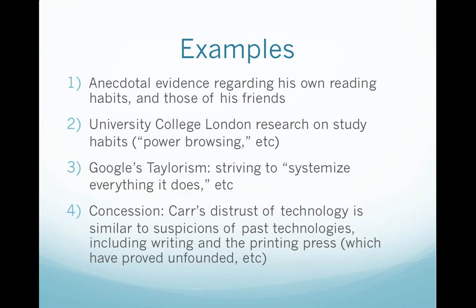You could also mention that he does make a concession. He says that, hey, my distrust of technology is similar to suspicions that other people have had of past technologies, like writing and the printing press. So in addition to describing the main claims, you want to offer an example or two, depending on how long your summary is going to be. It might only be one example of how he makes an argument, but if it's a bit longer, you could offer a couple of these.